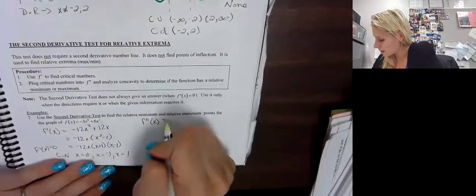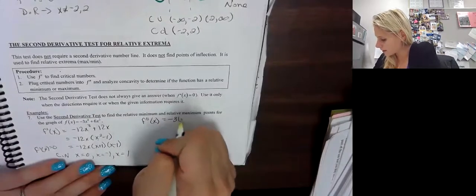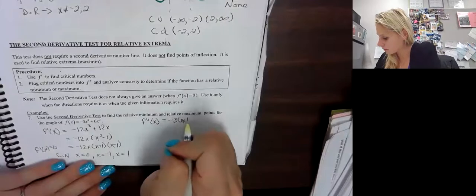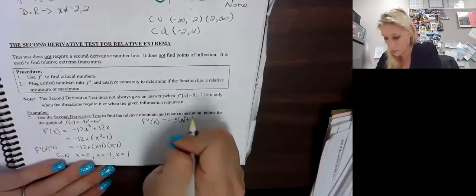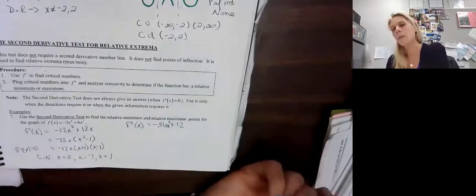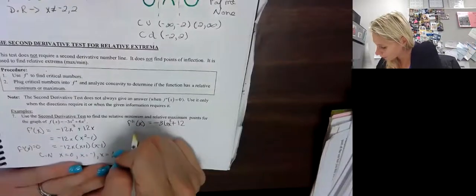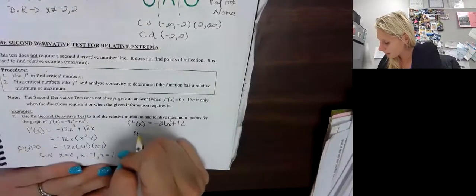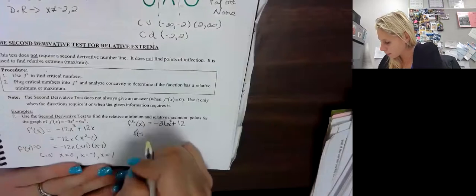We get -36 plus x plus 12, x squared, sorry, plus 12. All right, so I'm not worrying about simplifying right now because I'm just plugging in. The next idea is to plug in our critical values. We're going to plug in -1 to the double prime.